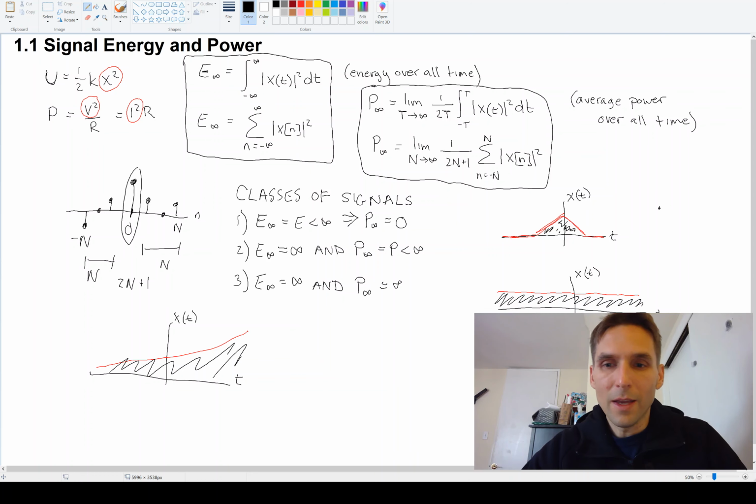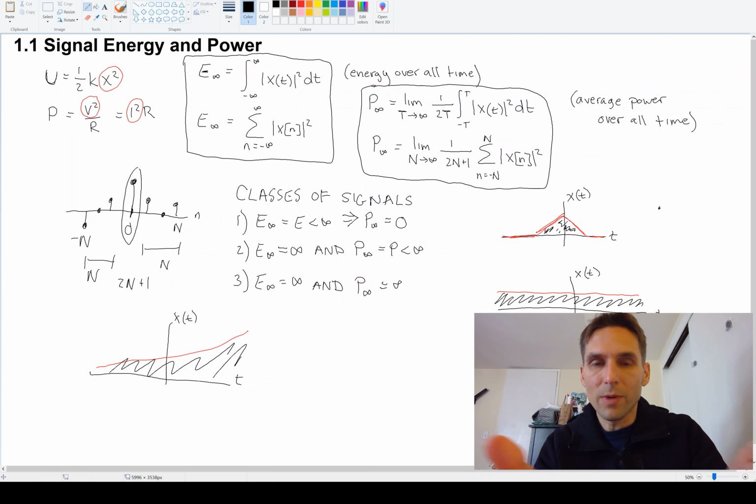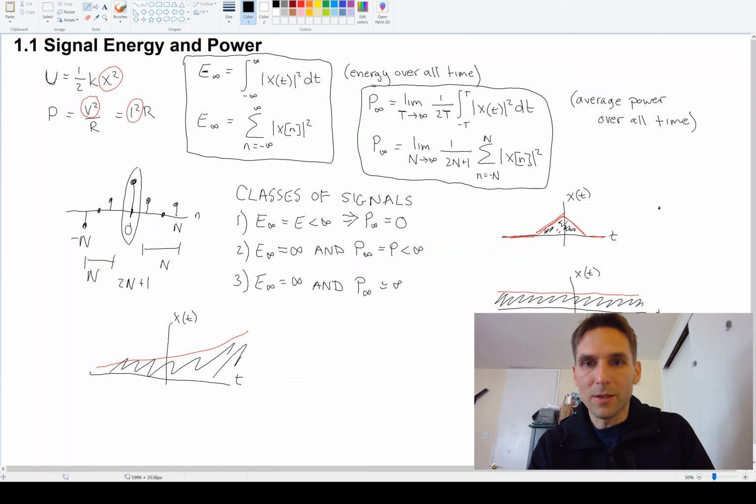Okay, so again, we've seen here now that we can define energy, we can define power, and we've come up with these equations so we can begin to calculate energy and power. All signals, discrete and continuous, fall into one of these three classes. So in the next video, let's look at some concrete examples about how we can start to calculate these things.